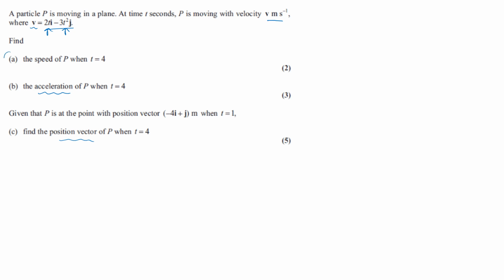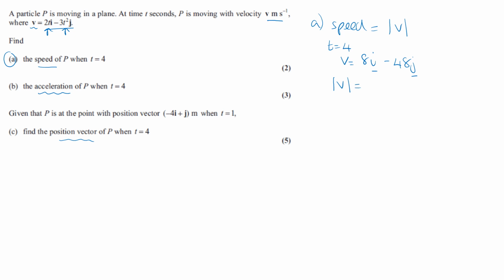So part A, we're just asked to find the speed, and speed is equal to the magnitude of the velocity, because speed is just the scalar of the vector velocity. So finding the speed when t is equal to 4, first of all we need to find the velocity. So if t is 4, 2 times 4, we're going to have 8 in the i direction. 4 squared is 16 times 3, we're going to have minus 48 in the j direction.